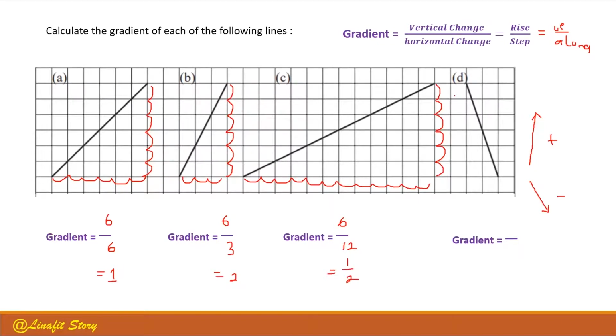Next, D, the line slopes downwards. So the gradient is negative. So the vertical change is 1, 2, 3, 4, 5, 6. Negative 6 out of 1, 2. Negative 6 divided by 2 is negative 3.